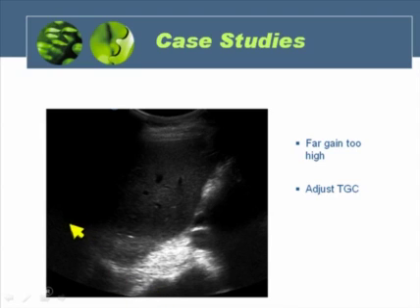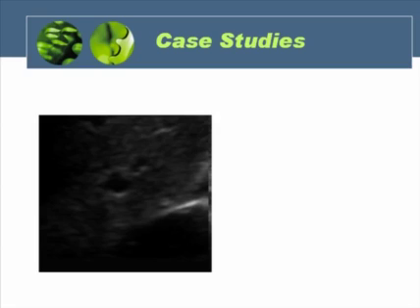So for example, if I hit freeze and I saw this, I might not have noticed while I was scanning that the far field was too bright. But by hitting freeze and evaluating each and every image, and it only takes less than a second, I can be sure that every image I take is my best one.